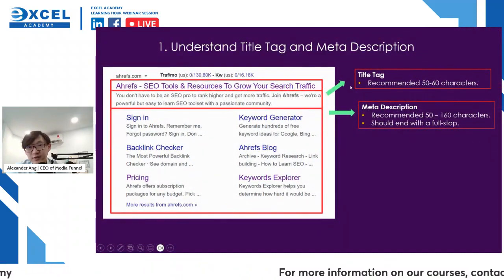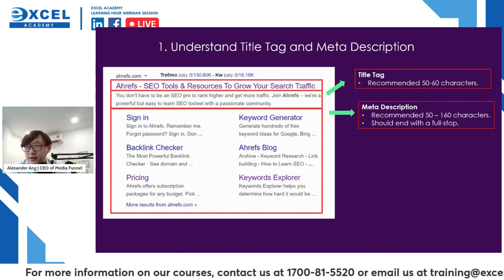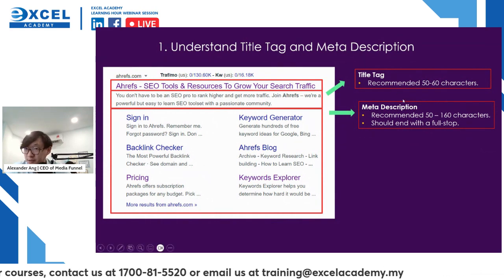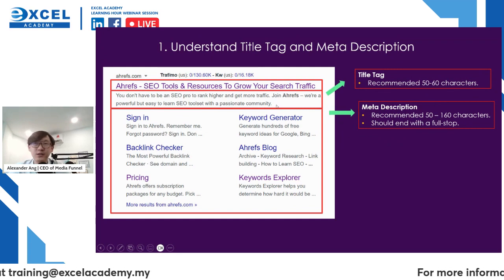Now, recommended characters are 50 to 60. This is not a policy by Google. It's just a recommended length by the SEO community. And then you have meta description, 50 to 160. If you write it too long, it will just truncate, that means dot, dot, dot.